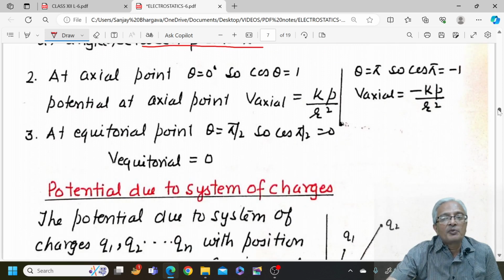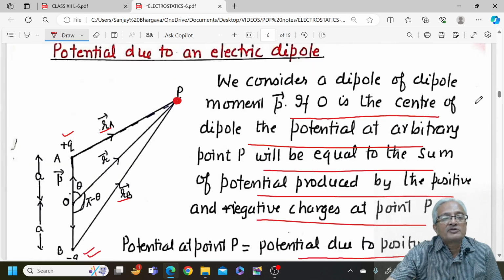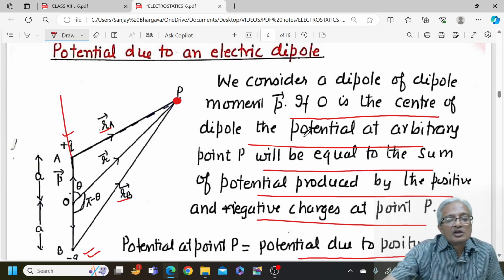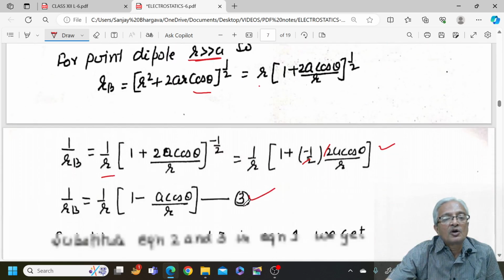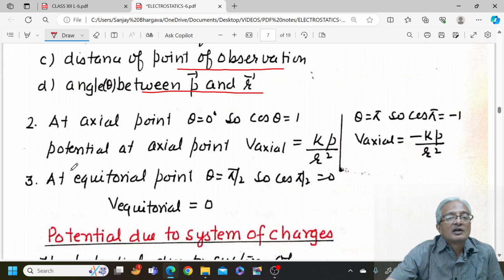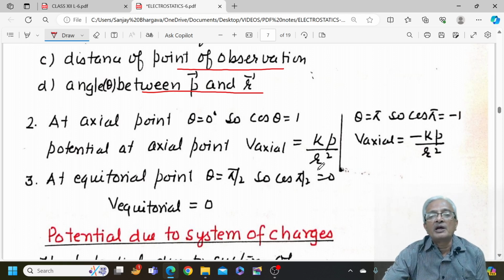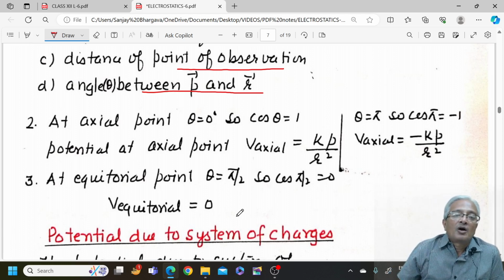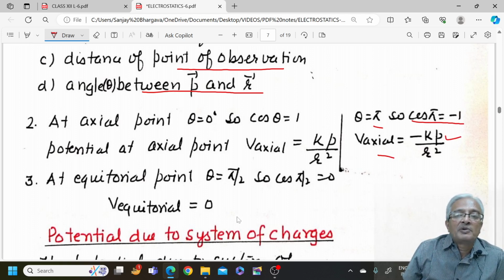Now what happens at the axial point? At the axial point, which lies along the axis, that means this point P must now be along the axis, and along this direction theta would be equal to 0. So at the axial point theta comes out to be 0, cos 0 would be equal to 1. In that case, potential at the axial point would be equal to Kp upon R square. At the equatorial point theta would be pi by 2. So cos pi by 2 would be 0. Therefore the equatorial potential would come out to be 0. On the axial point, it can be on the other side. So in that case, theta would be 180, cos 180 would be minus 1. So potential may be equal to minus kp upon r square.